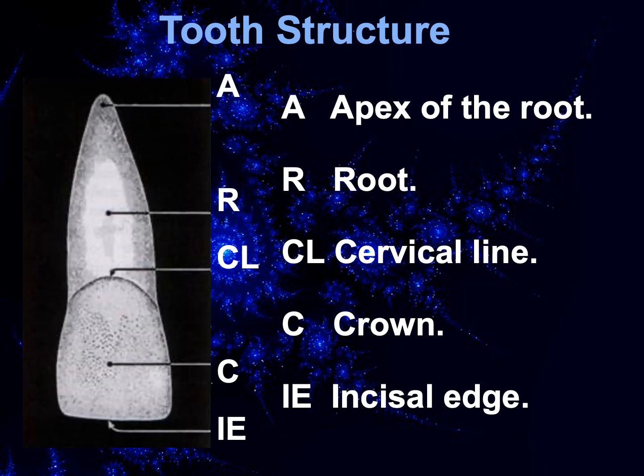This is a central incisor, as you can see here. This is the apex of the root. The root itself is divided from the crown by the cervical line. This is the root, and the crown. And here is what we call the incisal edge.